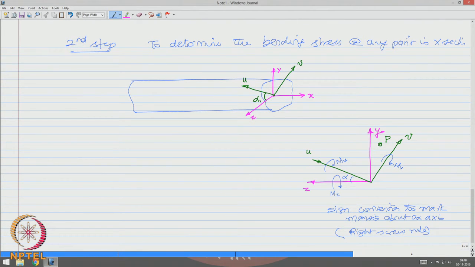So, from this figure one can write that M u is M z cos alpha and M v, if you try to resolve this moment about v, you get this as minus M z sin alpha, because this M z when you try to resolve along the v axis comes to be in the negative side. So, equation number let us say 1.